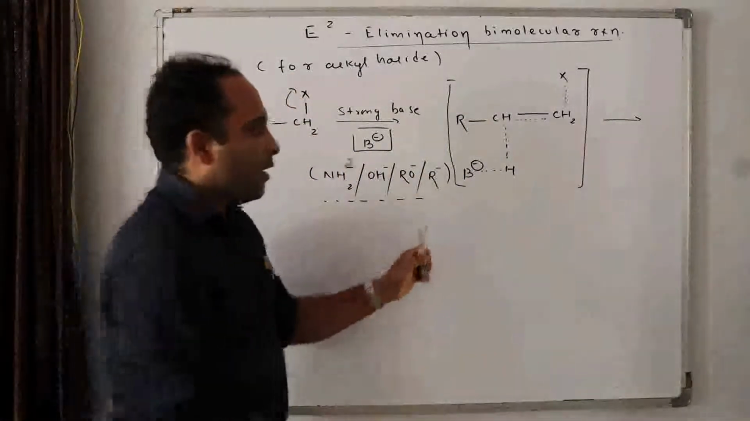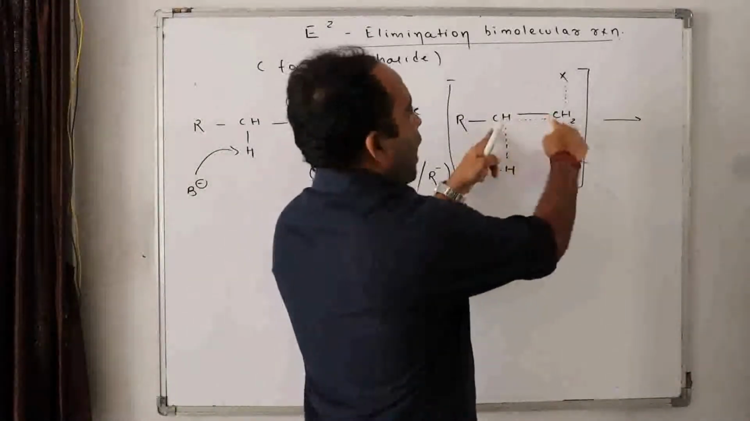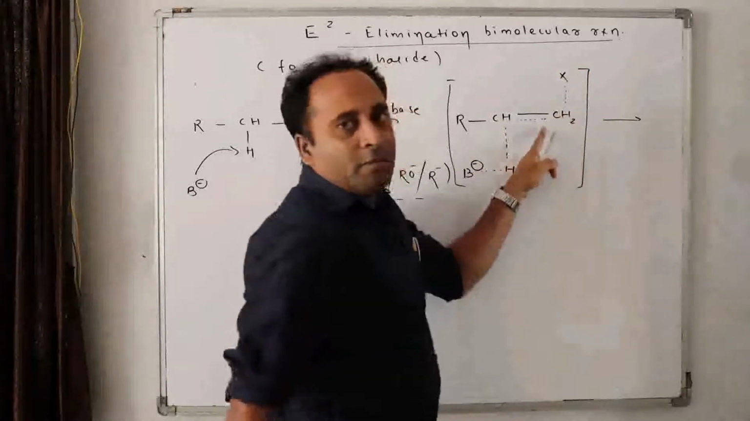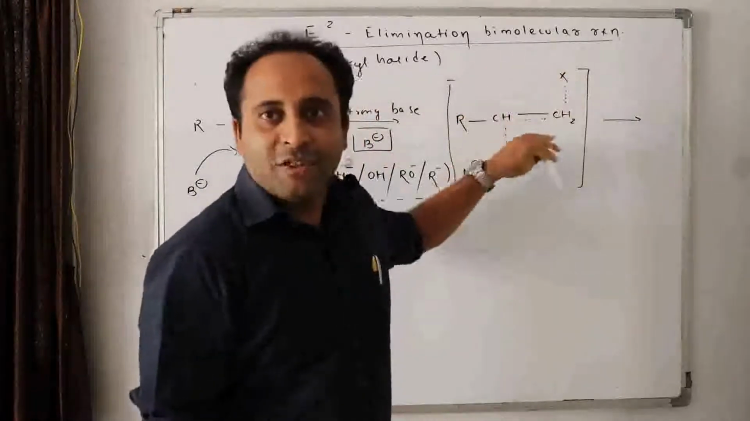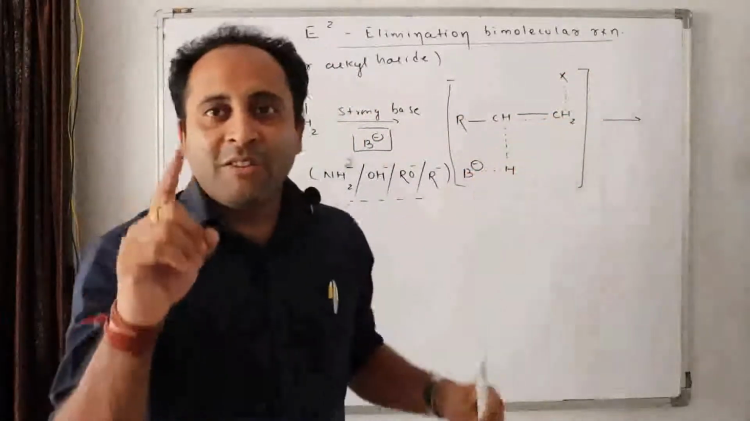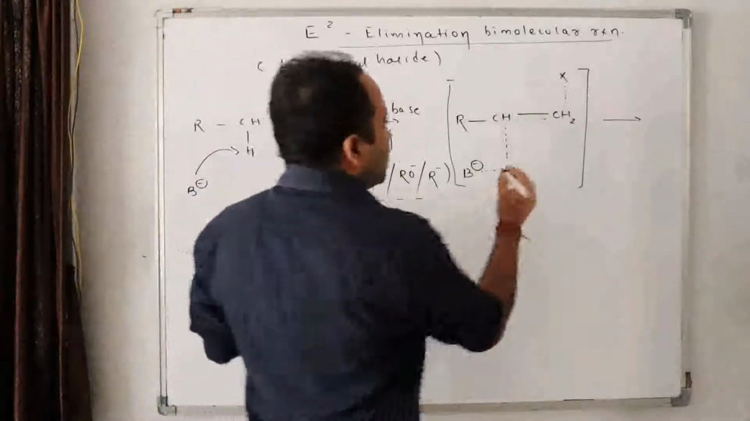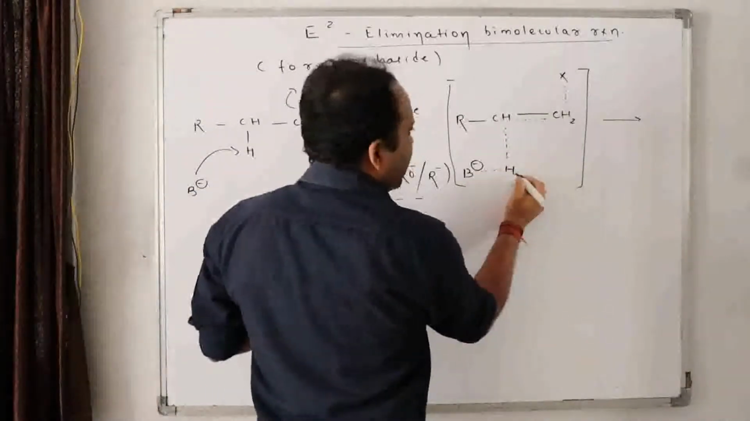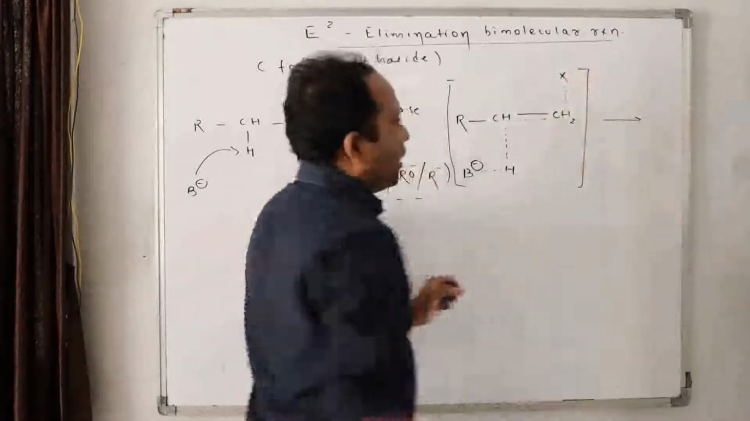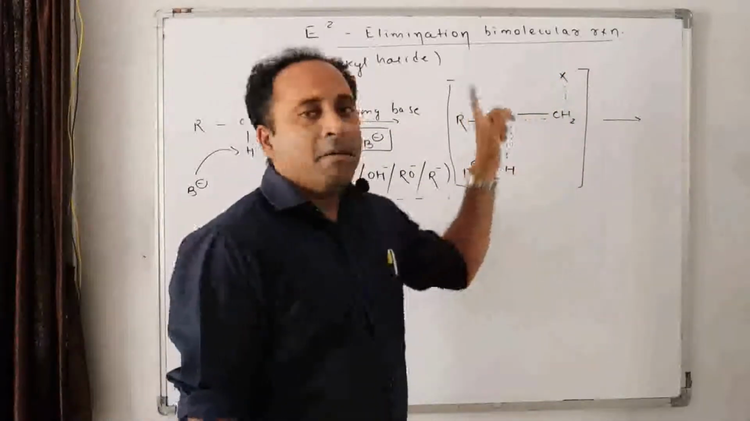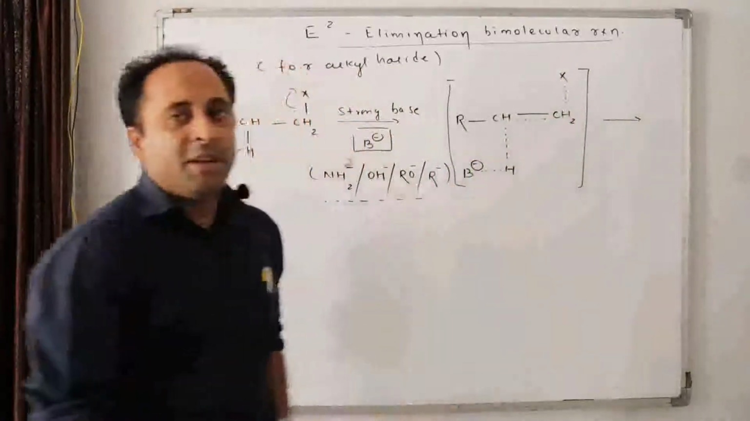Remember, in the transition state, this base, beta hydrogen, beta carbon, alpha carbon, and the leaving group must be in one plane, and they should be anti-periplanar to each other. Then only elimination will occur. I'll explain this in a better manner with an example. So these five must be in a plane, and they should be anti-periplanar to each other, so that elimination will occur.